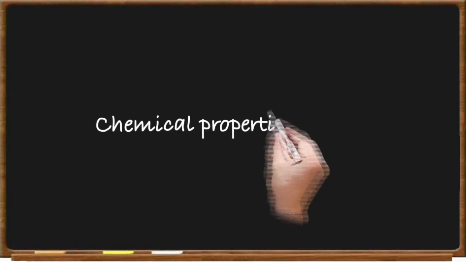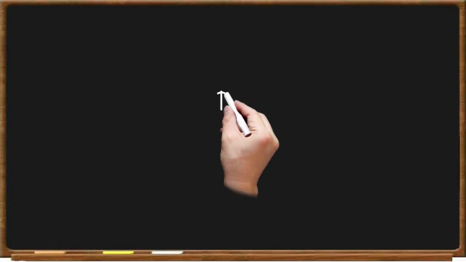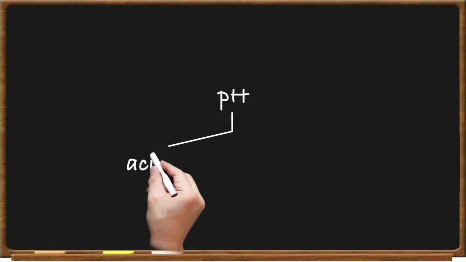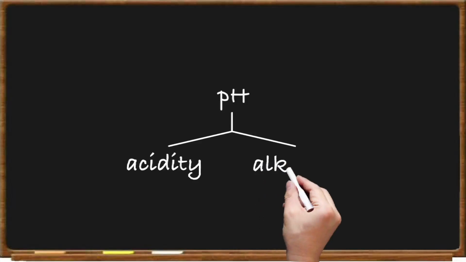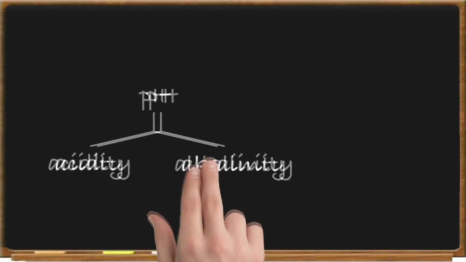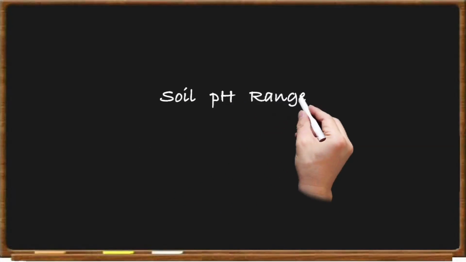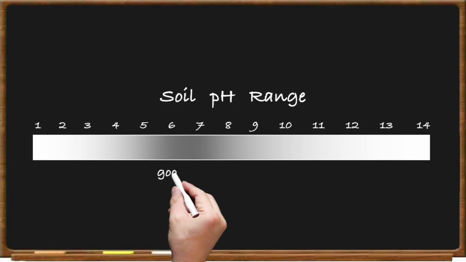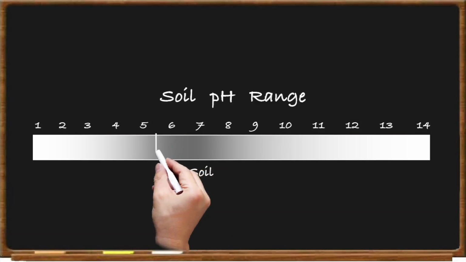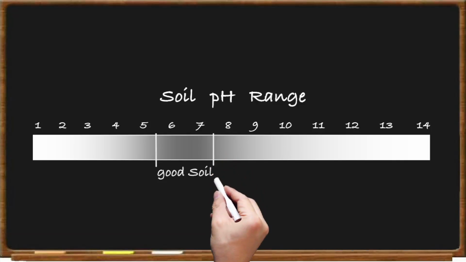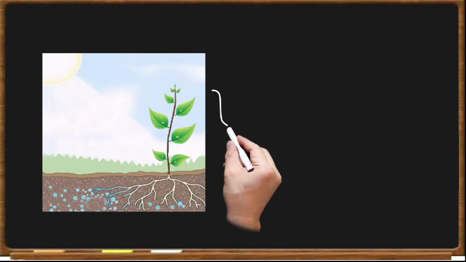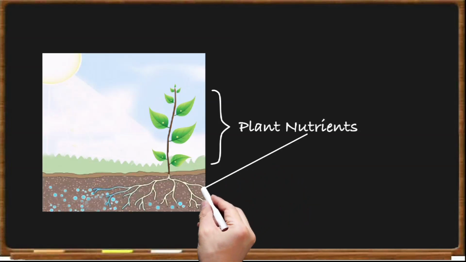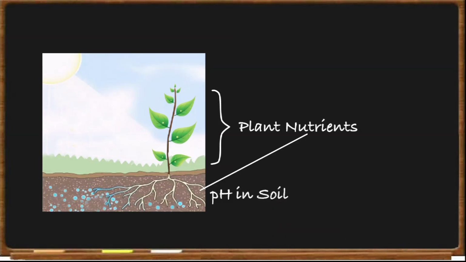Chemical properties of soil. The term pH is used to indicate the level of acidity or alkalinity of a soil. The range of pH values of good soil lies between 5.5 to 7.5. Availability of plant nutrients is strongly tied to the pH in soil.